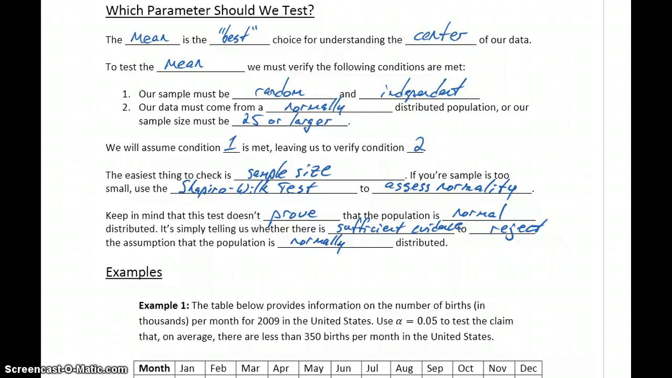A different sample, a larger sample, could lead us to different results, but we have to work with the information that we do have. Based off the sample we have, we'll either come to a conclusion that our data comes from a normal distribution or doesn't. If it does come from a normal distribution, then we'll be able to test a claim about the mean. If it doesn't, then we'll turn to the median.